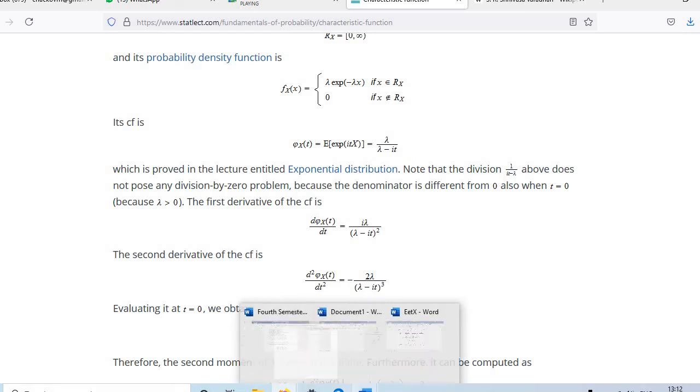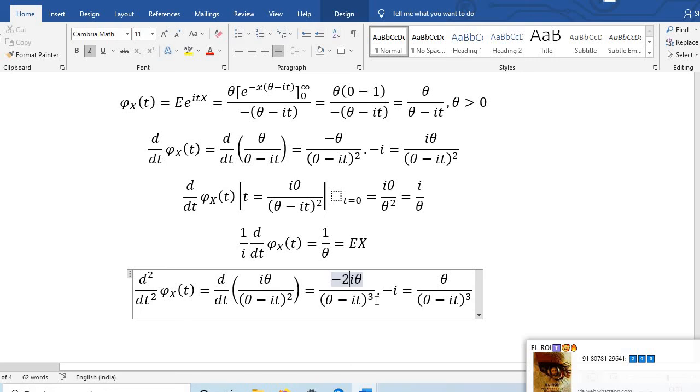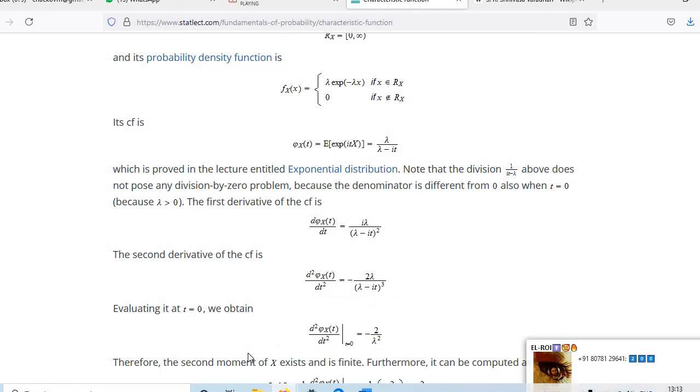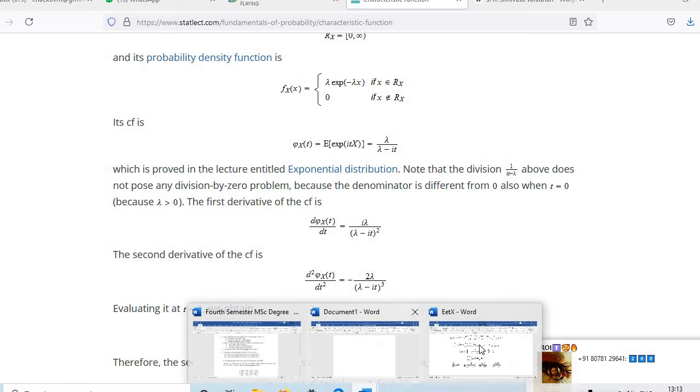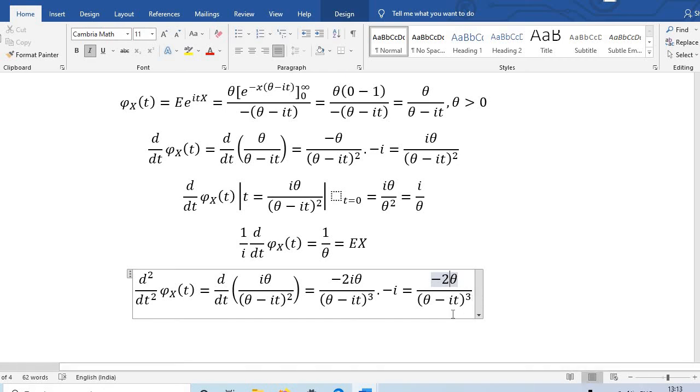Sorry, there is a mistake. When differentiating, we need -2 here. -2 times 1/x², differentiating gives -2/x³. So -2 theta, already there, theta minus it cube. So that -2 will appear here: -2 theta by -2 lambda by lambda minus it cube. Okay, so this is the second moment.